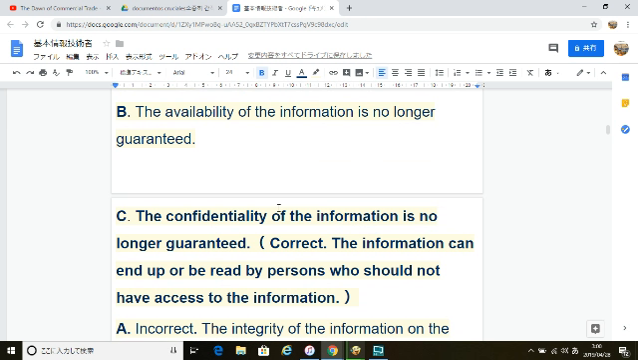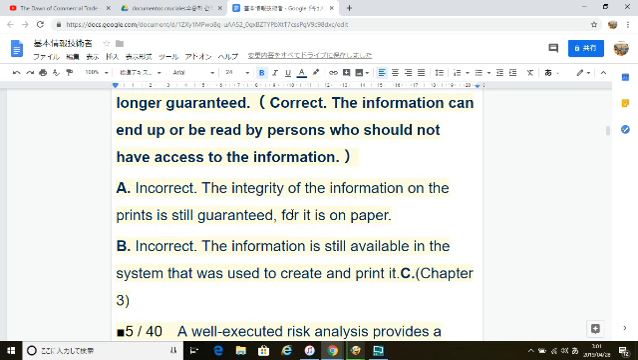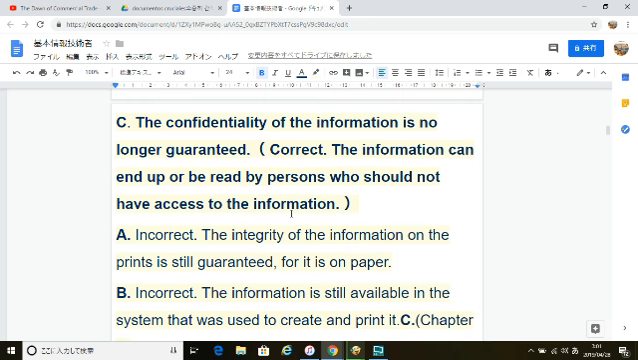C. The confidentiality of the information is no longer guaranteed, correct. The information can end up with or be read by persons who should not have access to the information. A. Incorrect. The integrity of the information on the prints is still guaranteed, for it is on paper. B. Incorrect. The information is still available in the system that was used to create and print it. C. Chapter 3.